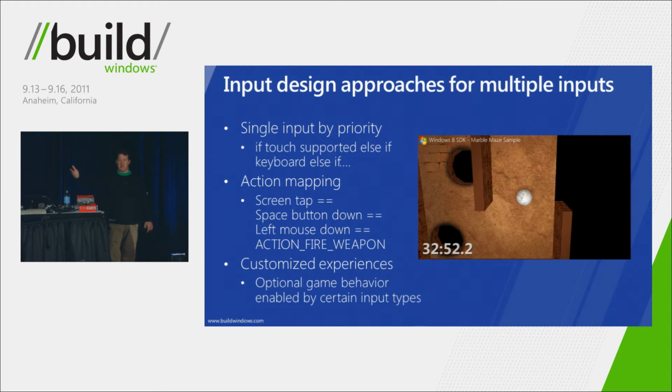A last approach is thinking about customized experiences where different inputs do different things. You want to be careful about this because you don't want these to be required. But think about a first-person shooter where if I tilt the device, it corresponds to a head tilt in the game. You don't need that, but it gives you a little extra flavor in that game. You can look around corners and stuff. So think about optional game behavior as a supplement, not as a requirement.